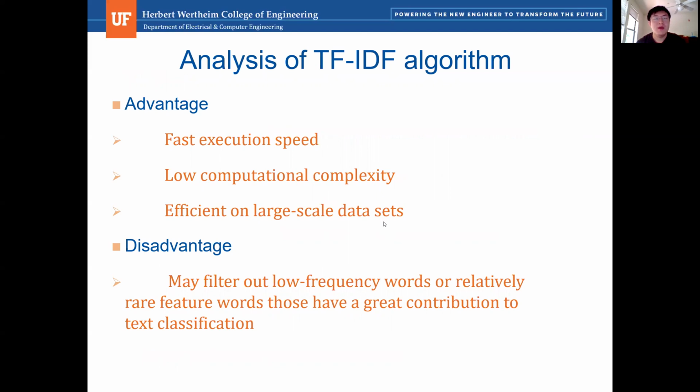It also has some advantages and disadvantages. As for the advantages, it has fast execution speed, low computational complexity, and is efficient on large-scale datasets. However, it may filter out low-frequency words or relatively rare feature words. Those have a great contribution to text classification, but we don't expect that.